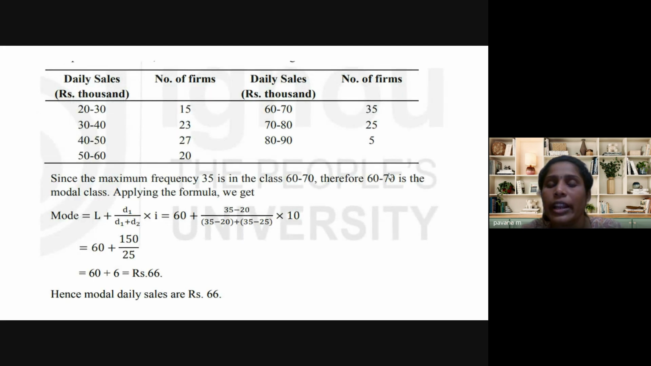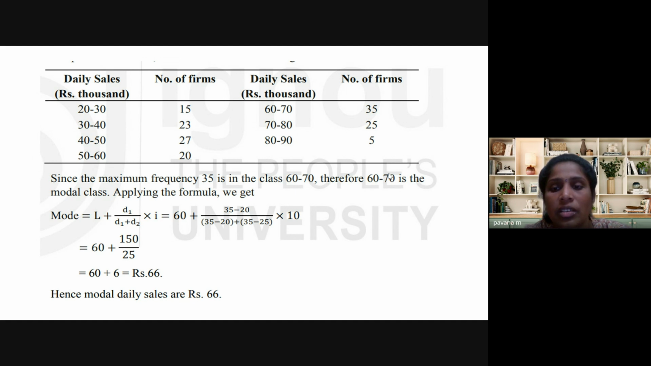So how to calculate a mode? Okay, for this particular problem: 20 to 30, 15; 30 to 40, 23; 40 to 50, 27; 50 to 60, 20; 60 to 70, 35; 70 to 80, 25; and 80 to 95. Here it is the sales, number of forms. If you observe the frequencies, they are 15, 23, 27, 20, 35, 25, and 5. So which is the highest number?